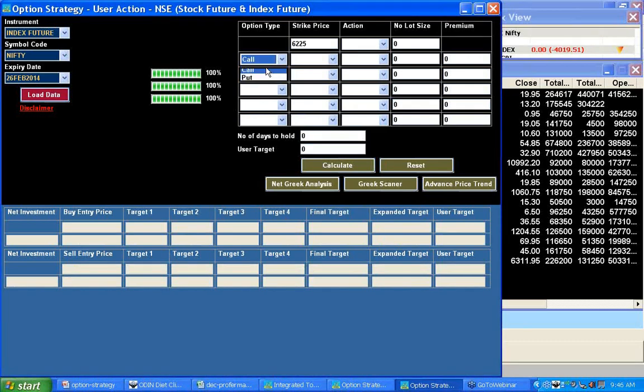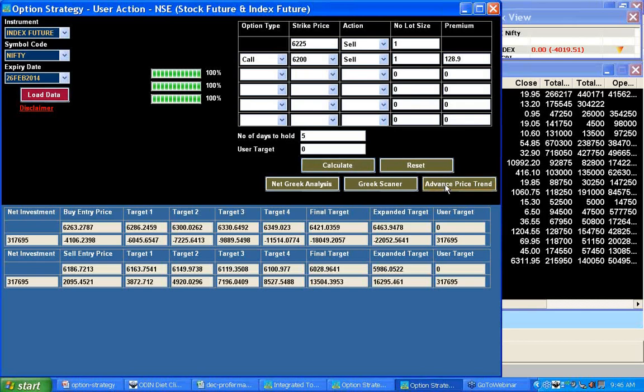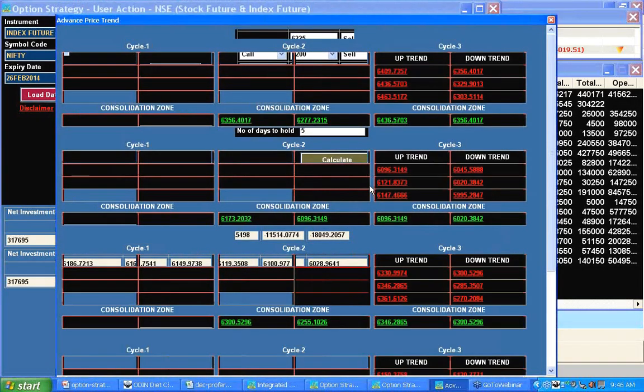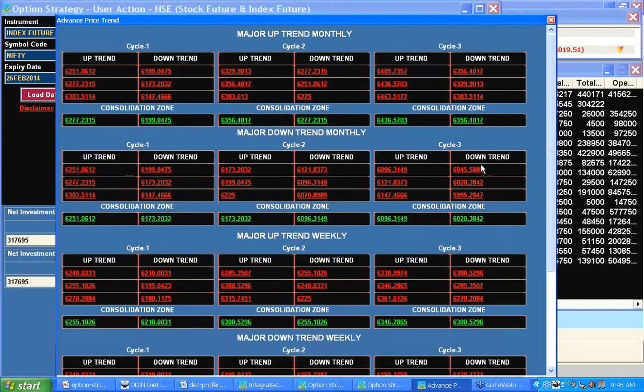Before that, I will be taking some strategy so that I can do a trend analysis. Before that, I need to do a trend analysis. So sell, this is buy, one lot. Just certain inputs, but this is not my strategy at all. Number of hold days 5, and now calculate the advanced trend analyzer, because without forming a basic strategy, it won't give me the trend.